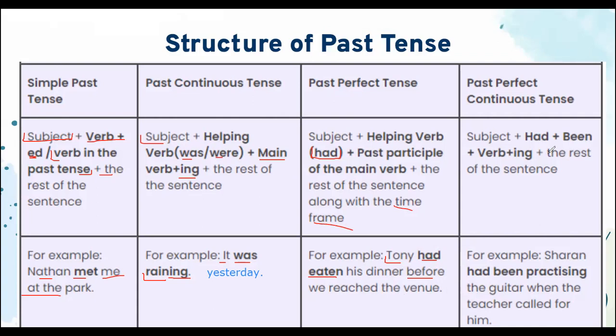Now for past perfect continuous tense: subject, had been, verb with ing. Sharon had been practicing the guitar when the teacher called for him. We can cross this out just to make it a bit easier for us to understand the example since we're looking at this for the first time. Sharon had been practicing the guitar, period. So Sharon is our subject. Had been practicing, there's our ing with the main verb.